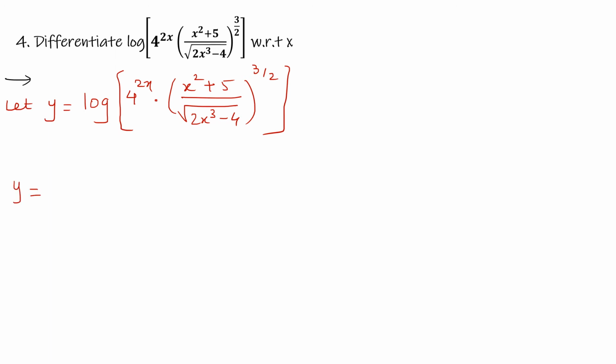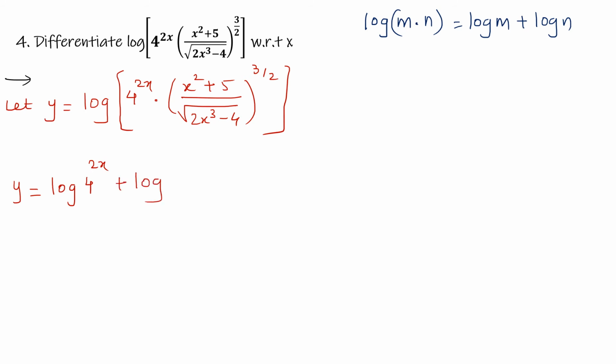Observe, here I am not starting with differentiation immediately. Rather than that, what I am doing is, first I am applying certain formulas of logarithms to simplify this. And the first formula that I am thinking of is log of m into n. The log of m into n can be written as log of m plus log of n. So here, according to that, what I can write is, this is log of 4 raised to 2x plus log of (x square plus 5) upon square root of 2x cube minus 4, raised to 3 by 2.